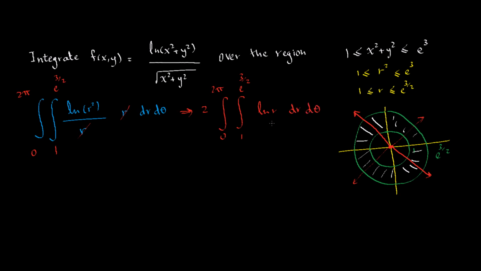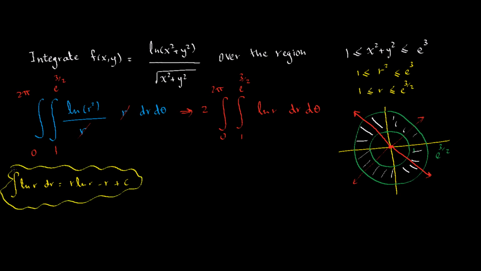So how do you integrate this? If you remember from calculus 1, the integral of natural log of r dr is equal to r ln of r minus r plus c. I'm going to have a link somewhere here on the screen to show you how we figured this out using integration by parts, if you don't remember. Okay, so let's evaluate this.